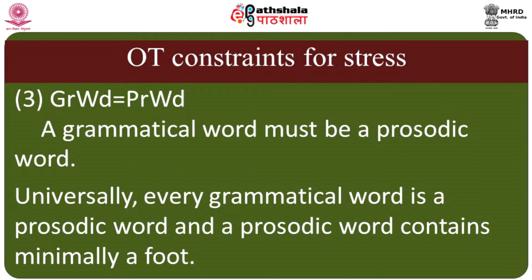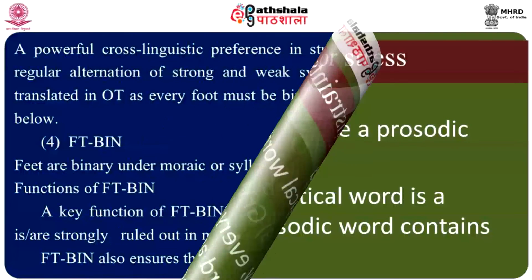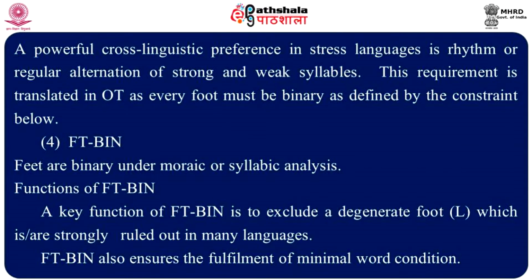Now, this is the first metrical constraint that we note. Universally, every grammatical word is a prosodic word, and a prosodic word contains minimally a foot. A powerful cross-linguistic preference in stress languages is rhythm, or regular alternation of strong and weak syllables. This requirement is translated in OT as every foot must be binary, as defined by the constraint below, or as you notice on the screen, foot binary. That is, feet are binary under moraic or syllabic analysis.